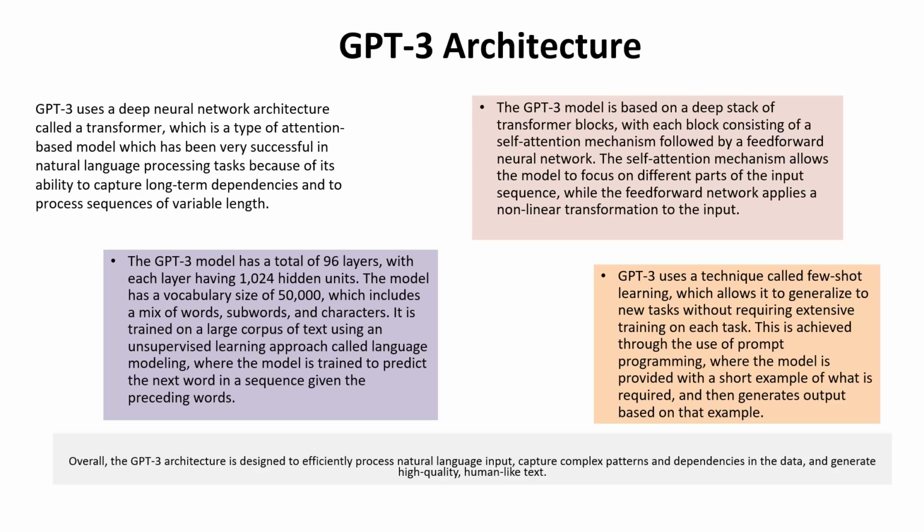So overall, we can say the GPT-3 architecture is designed to effectively process natural languages. It can capture complex patterns and dependencies in the data and generate high quality human-like text. So this was the overall idea of the GPT-3 architecture. Now, what exactly are the capabilities?